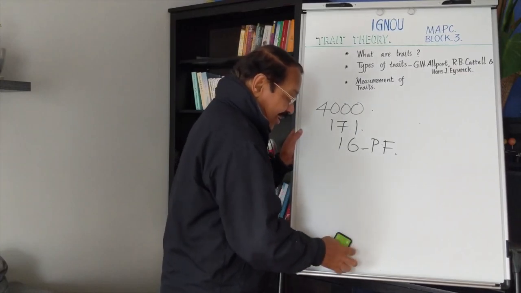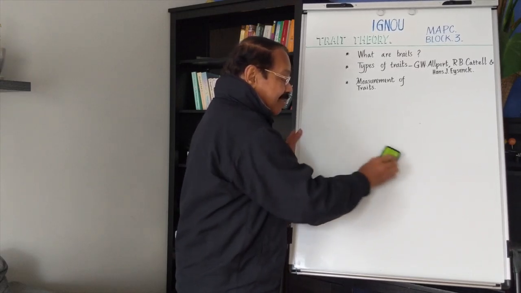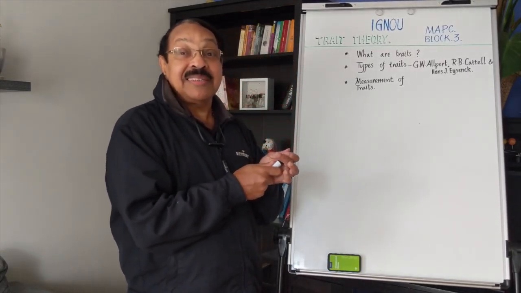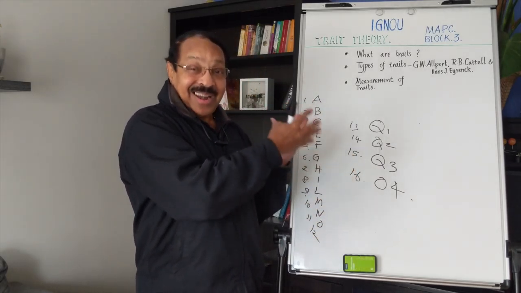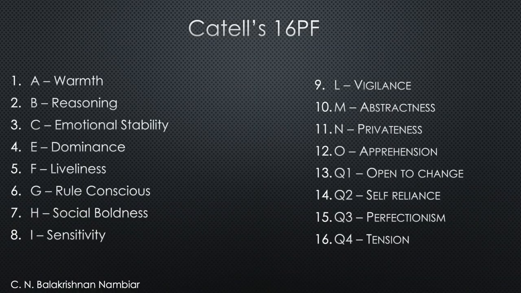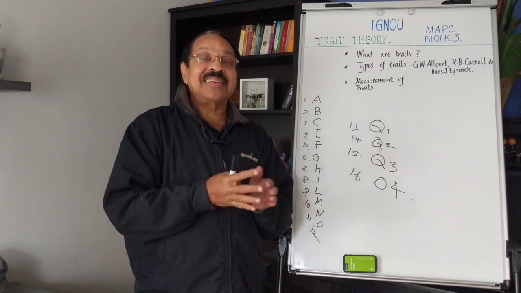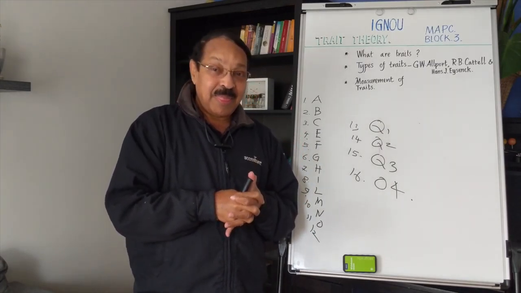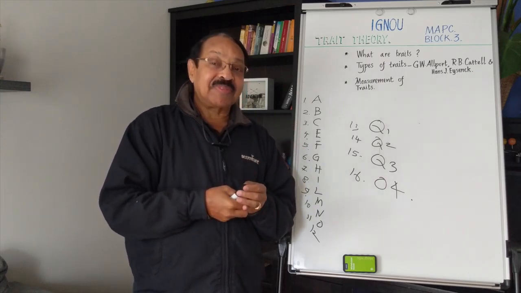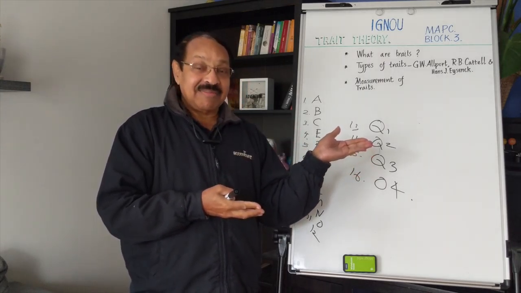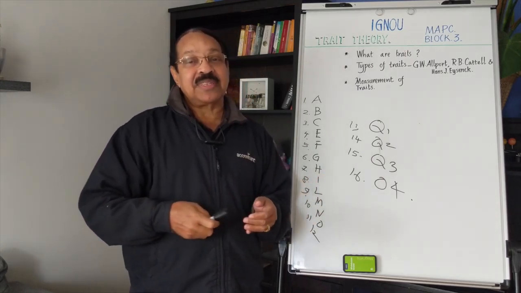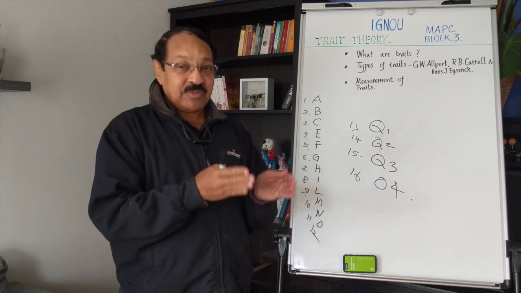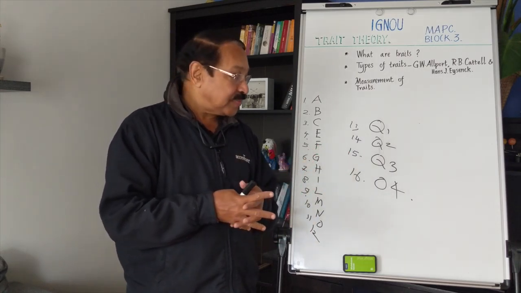Cattell listed these 16PF using symbols. These are the 16PF symbolically. I've given the list. You can replay it and observe it. So these are the 16 primary factors, primary traits. We can measure them using the tests devised by these people. With so many researchers, they have developed scales for measuring all these traits.